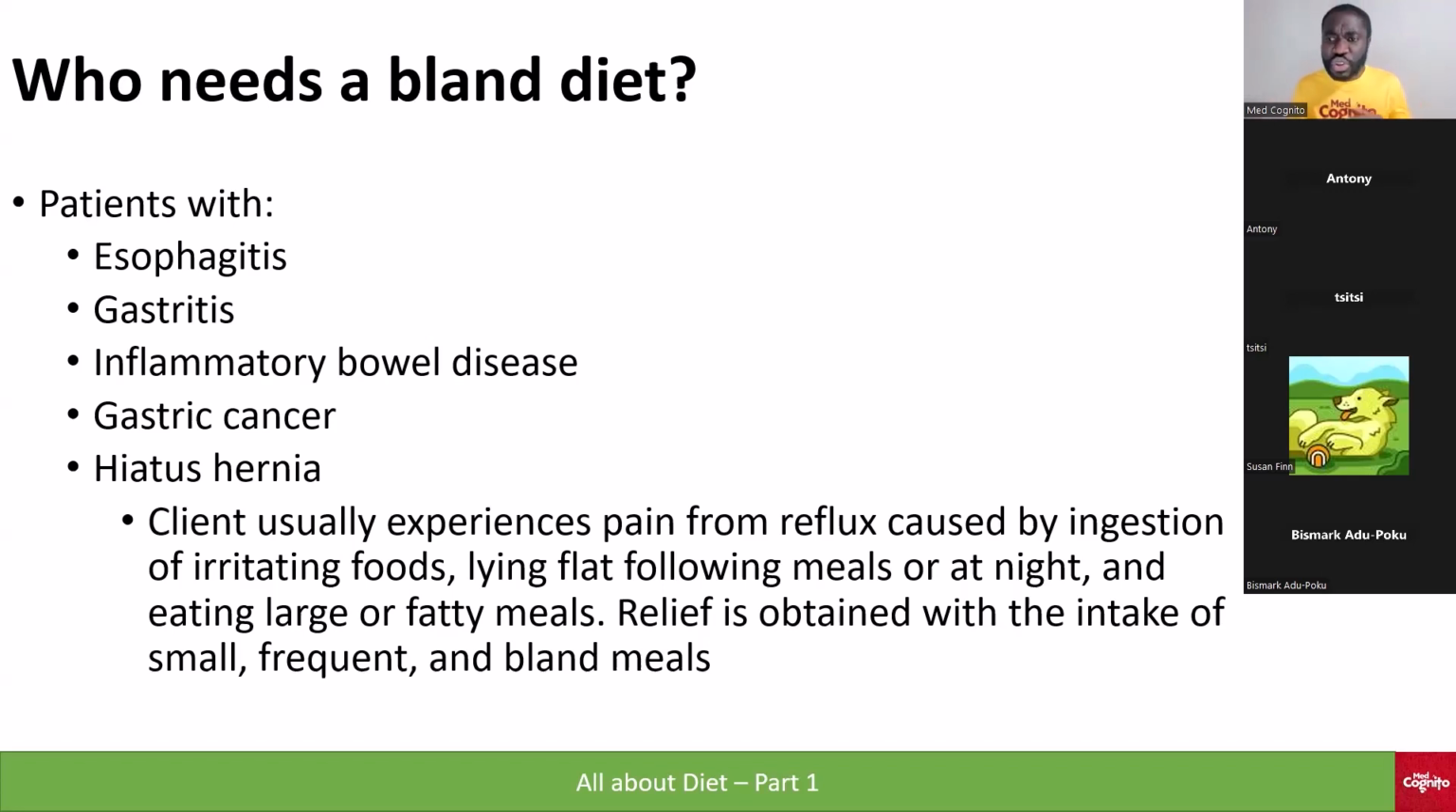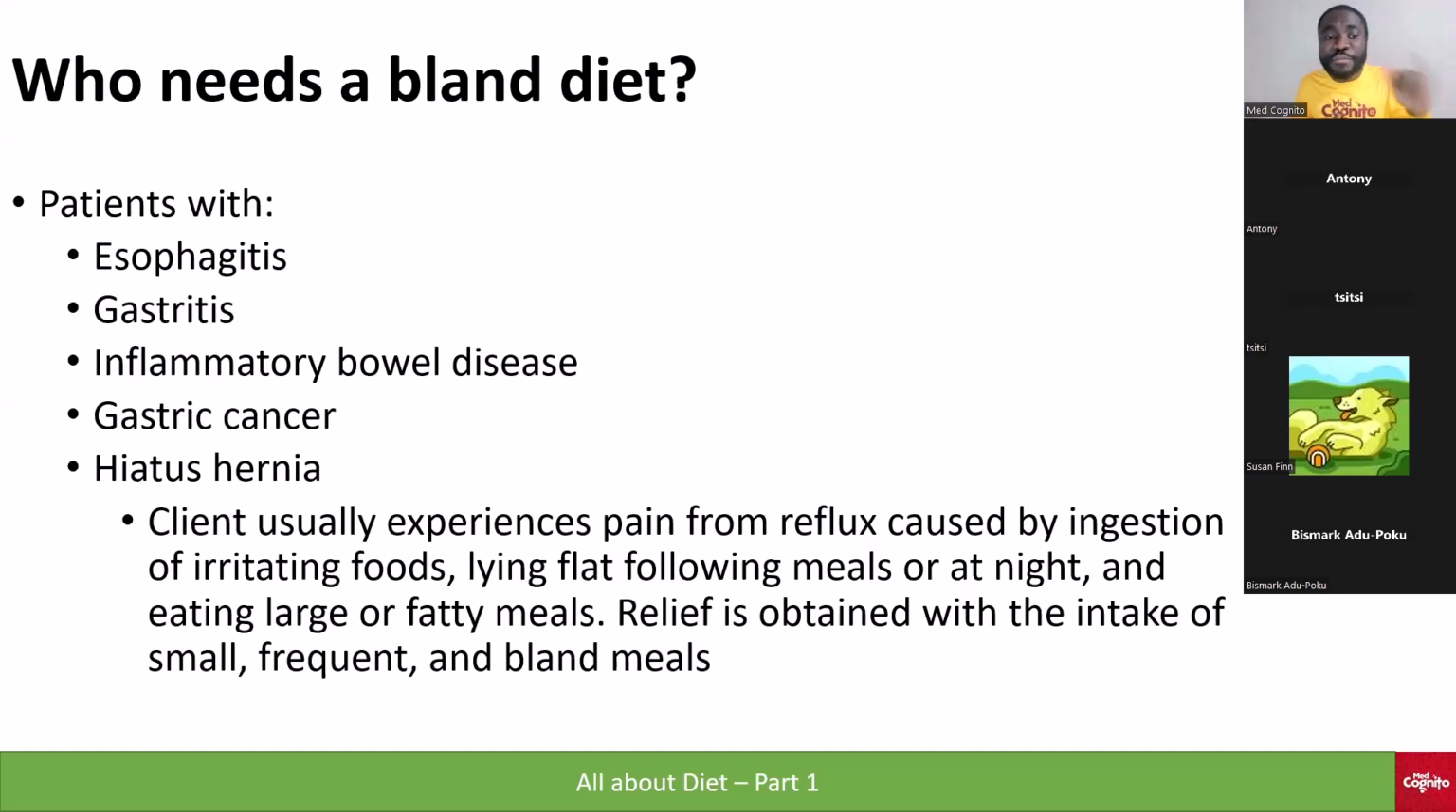Why? Because you know what a hiatus hernia basically is? A hiatus hernia is like the junction of the esophagus and the stomach as it goes through the diaphragm. That space can be a bit big, and so part of the stomach can be sliding upwards. And don't forget that the stomach has hydrochloric acid, right? And the esophagus does not have that. So if you have a client who has hiatus hernia and they take a diet with spices and the rest, and they try to even lie down, the food can move upwards and it can give them heartburn.